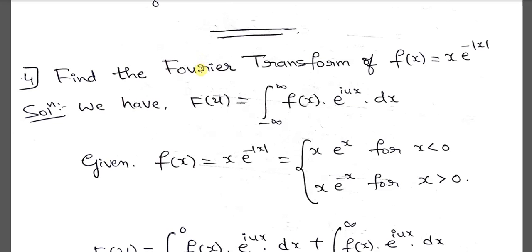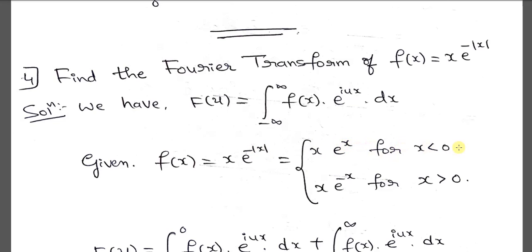It's a very simple problem. Find the Fourier transform of f of x equal to x into e power minus mod x. As usual, write down the formula first. It is integral from minus infinity to plus infinity of f of x into e power i u x into dx. Now just try to simplify the given f of x. They have given x into e power minus mod x, correct? Mod x means what? When x is less than 0, we have to take the negative, so negative of negative is positive.